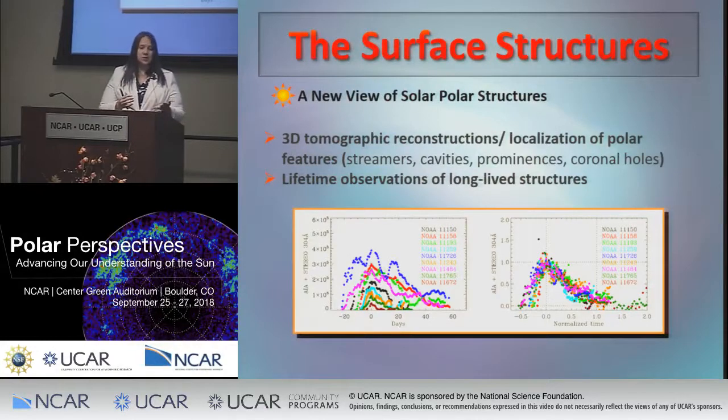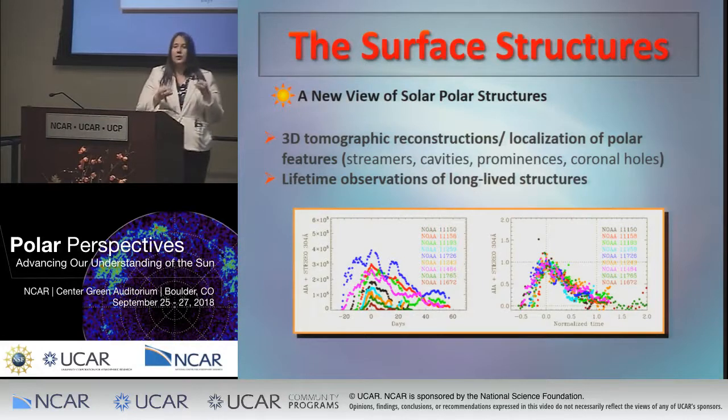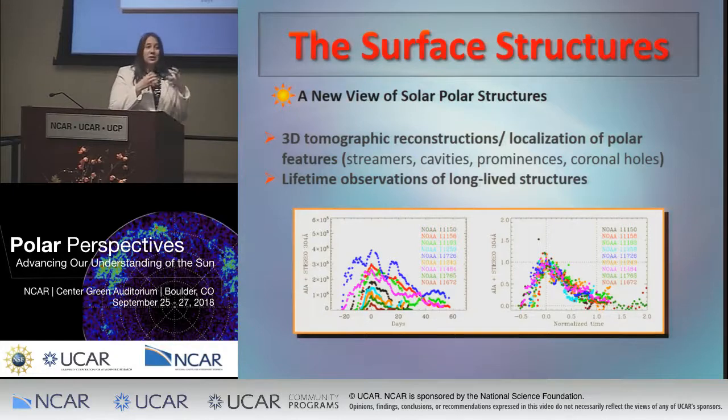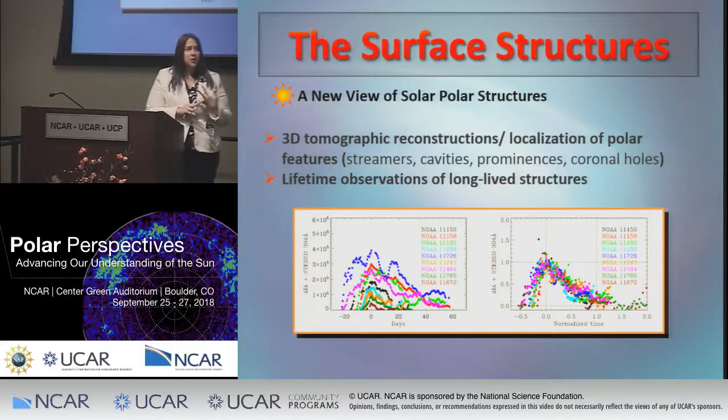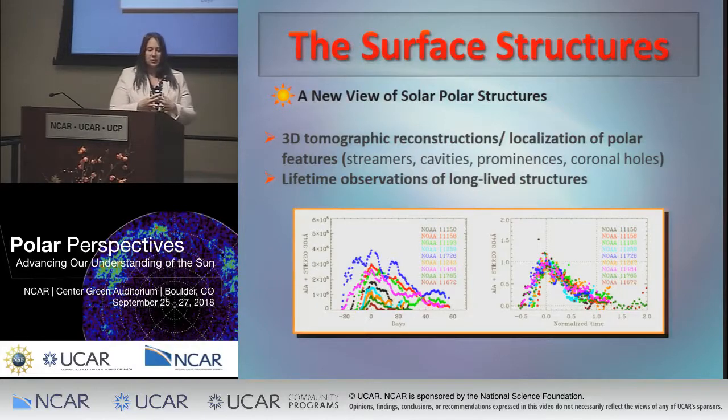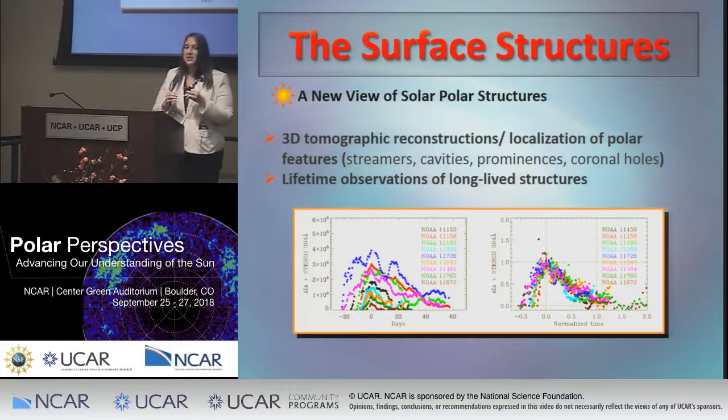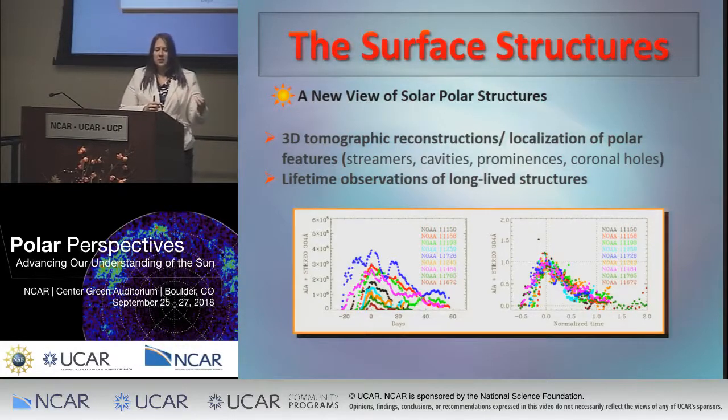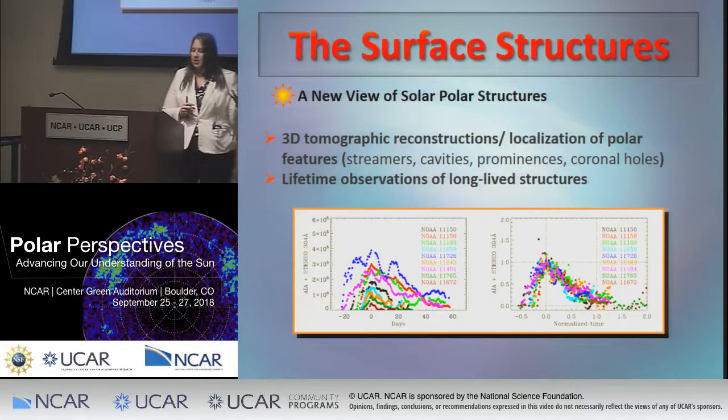Finally, the surface structures. A new view of a polar mission will give us a new view of the solar polar structures. This is going to give us an opportunity to do 3D tomographic reconstructions, and really hone in on where these cool and interesting high latitude features are, such as streamers, pseudo-streamers, coronal cavities, prominences, coronal holes, and really give us a chance to observe these in fine detail. In particular, this will let us look at these features over their lifetimes. These are very long-lived structures.